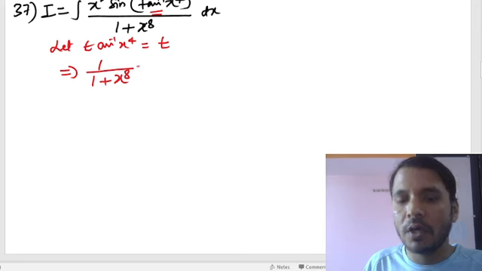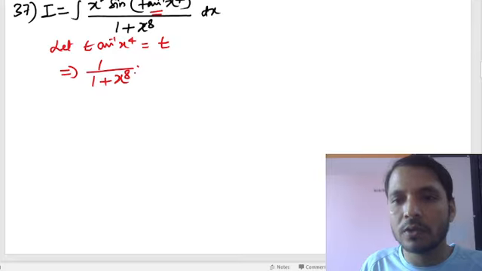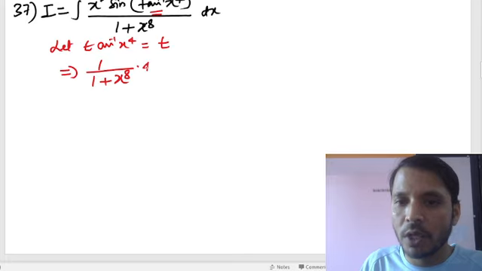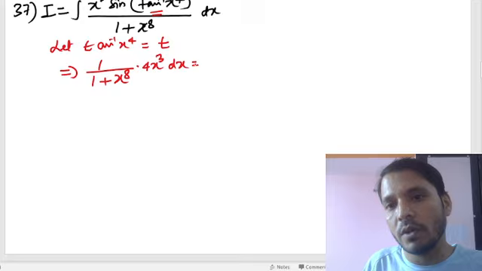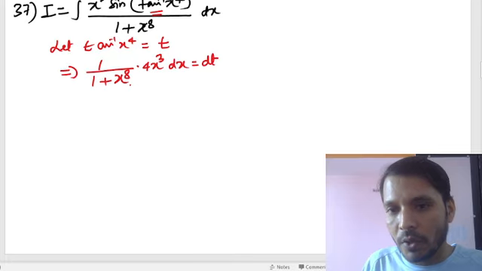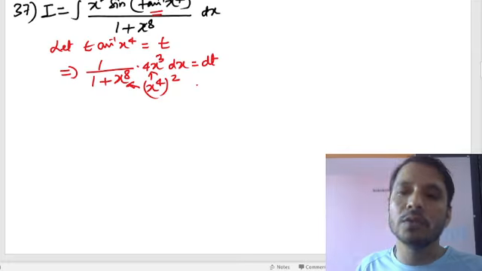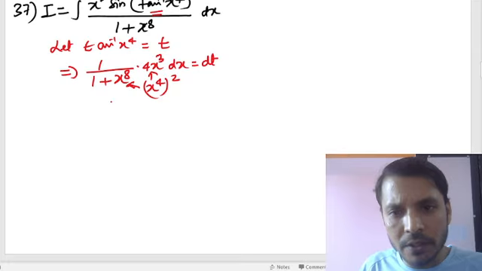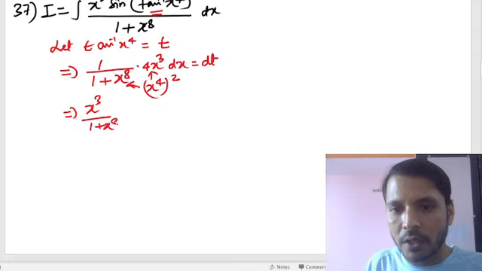By the chain rule, we can write it as x to the power 4 whole square, and the differentiation of x to the power 4 is 4x cube, so 4x cube dx is equal to dt. If you have any confusion here, it is nothing but x to the power 4 whole square, so we have taken the differentiation of x to the power 4 by the chain rule. Now we have x cube divided by 1 plus x to the power 8 in the given question.